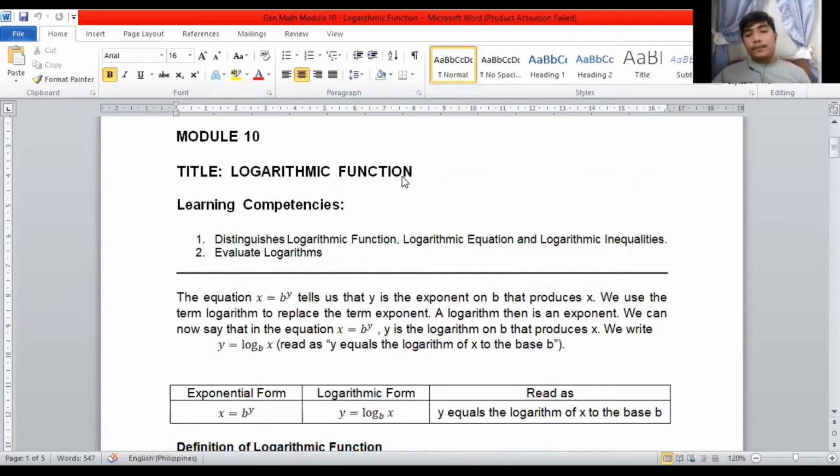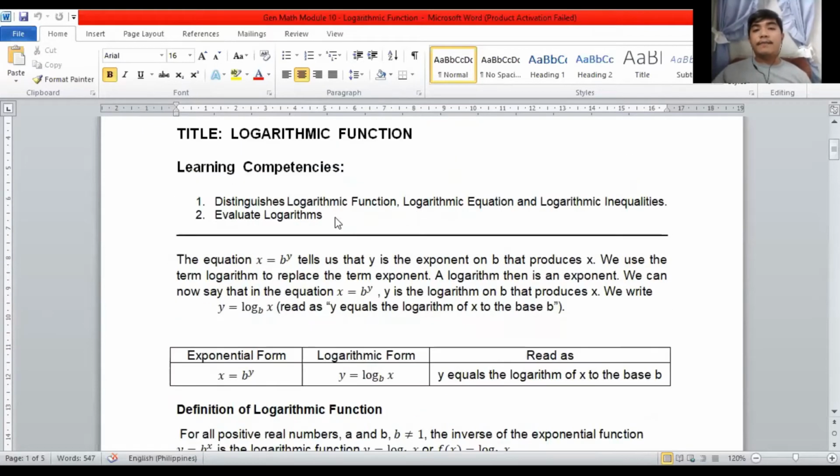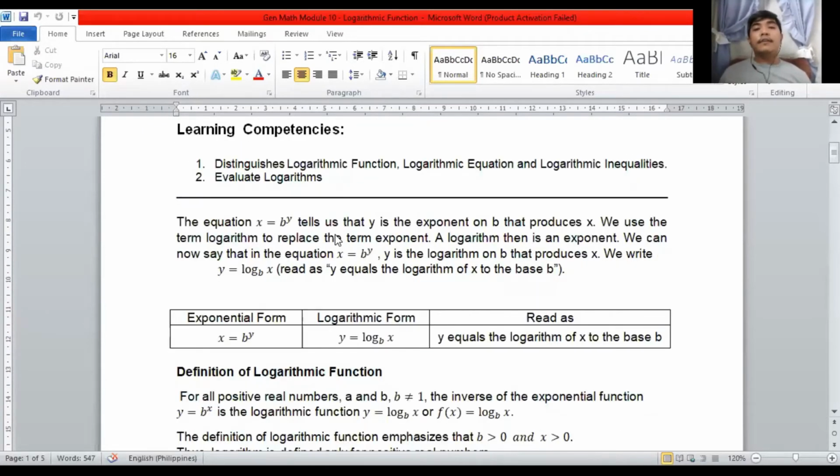So for the first lesson, let's deal with the logarithmic function. I hope na familiar na kayo sa logarithmic function. Para mas madalian kayo, logarithm is just another way to write exponents.